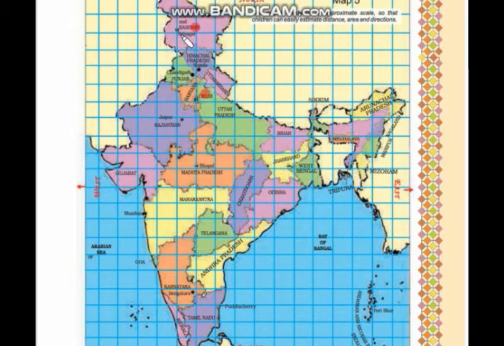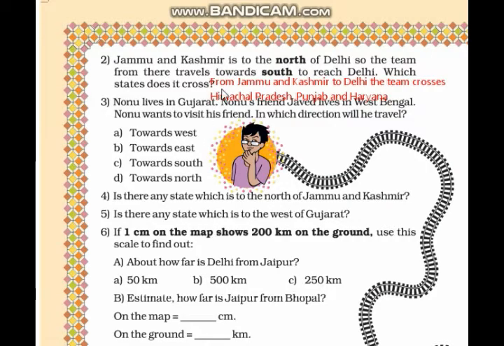So from Jammu and Kashmir, the team crosses the following states: Himachal Pradesh, Punjab and Haryana. So here is the answer. From Jammu and Kashmir to Delhi, the team crosses Himachal Pradesh, Punjab and Haryana.